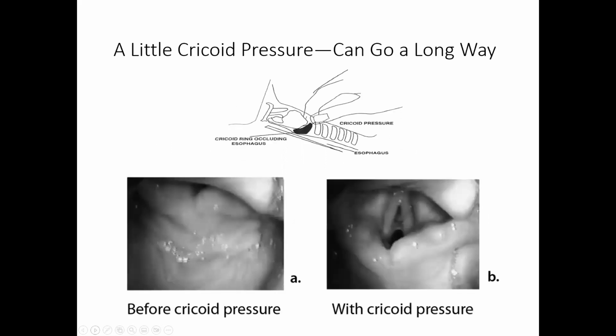And a little cricoid pressure could go a long way here. The top here is showing you kind of a line diagram of where you'd actually do it. The bottom portion is showing you the visualization before, A, and after, B, cricoid pressure.